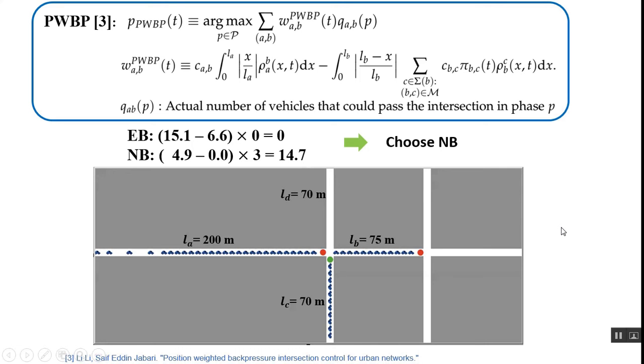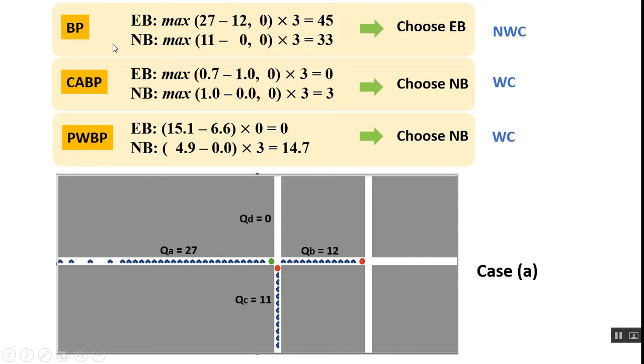We can see that the PWBP is also work conservative in this scenario. In conclusion, for this case, which we call case A, back pressure is not work conservative, while the capacity aware back pressure and the position weighted back pressure are both work conservative. We will then look at another two cases.